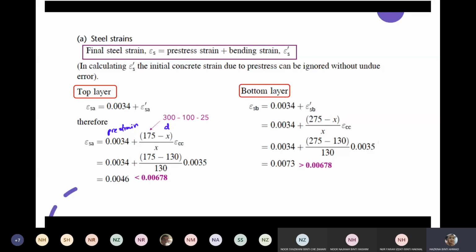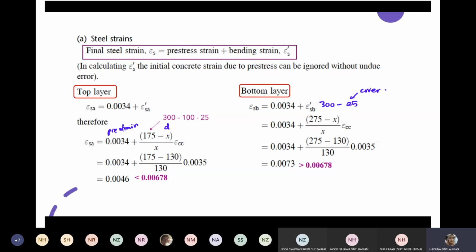Then for the bottom layer, we can calculate using the similar equation, only that now the location of the pre-stressing steel has changed. Instead of the top layer, now we are considering the bottom layer. So this 275 comes from 300 minus 25, where this 25 is the cover. Substitute the values, so we have 275 minus x divided by x.